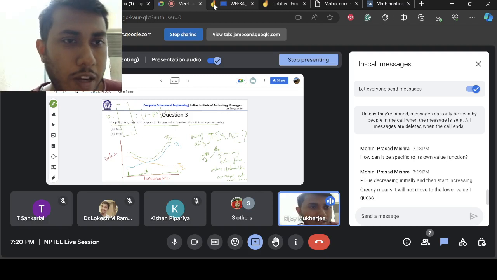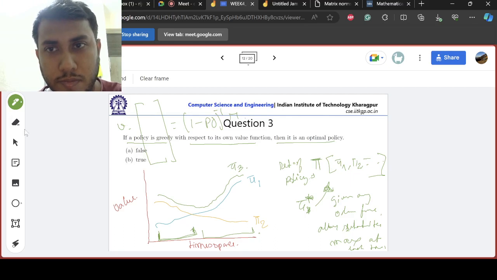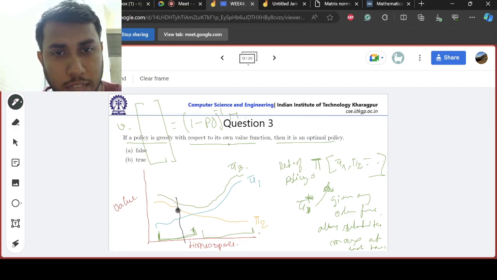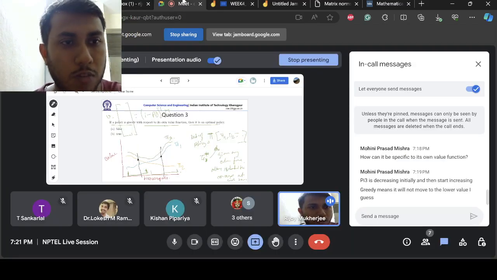No, how can greedy mean it did not move to a lower value? Greedy means selecting the highest value. In this state, this one is the highest value, so it is taking this value, right? That is greedy, selecting the highest value. In this state, this one is the highest value, so it will take that value. So that is greedy. Greedy doesn't mean not moving to a lower value. A greedy algorithm can go for negative values also, right?